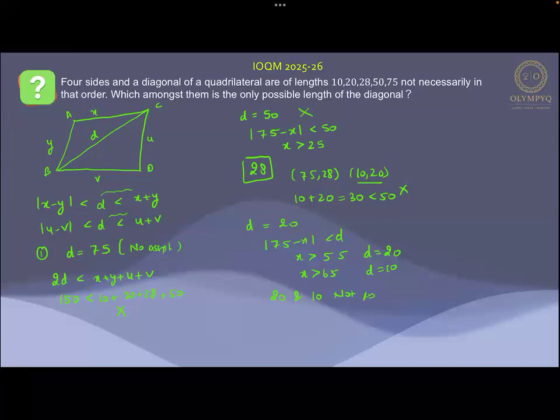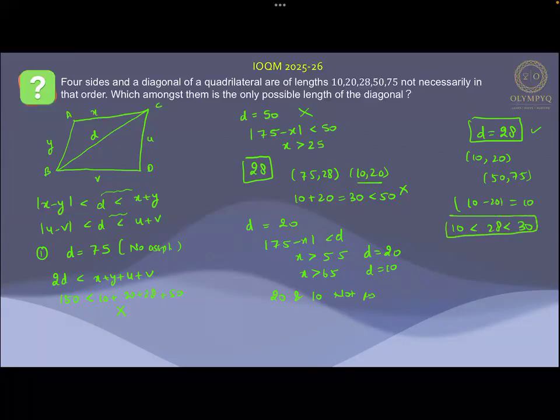So the next case we are left with is when d is equal to 28. Now this definitely has to be the answer, but still we will see. So if d is equal to 28, the other pairs that can come over here are 10 comma 20 and 50 comma 75. So 20 minus 10 is going to be equal to 10. So 10 is going to lie in the interval 10 to 30. So this is the correct one.